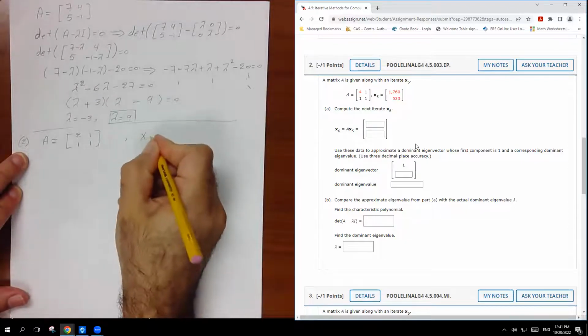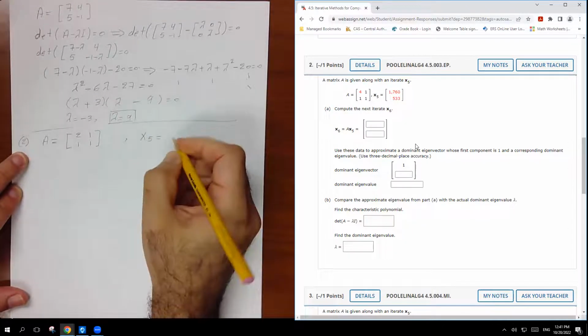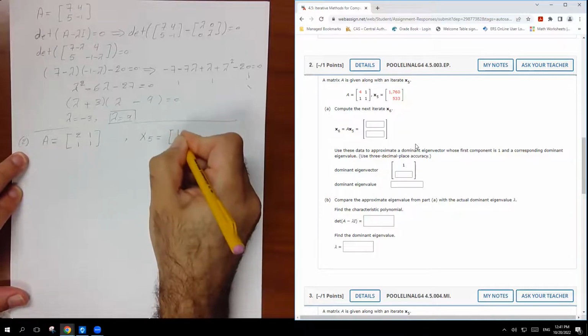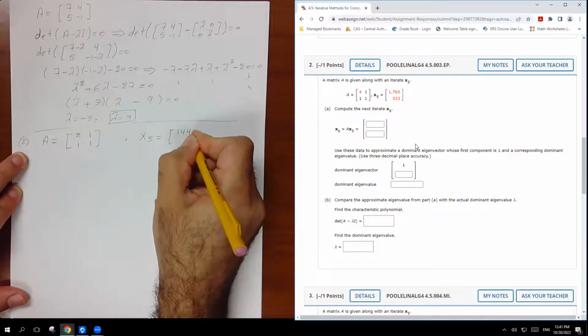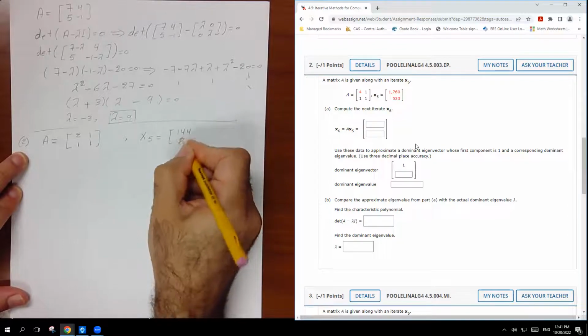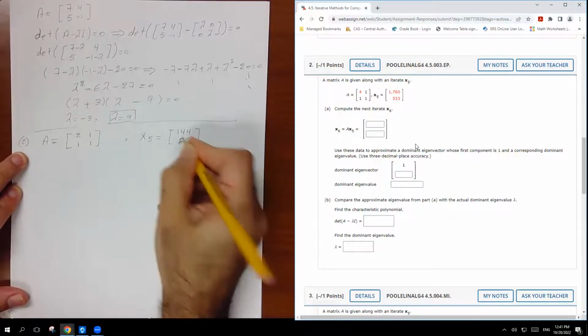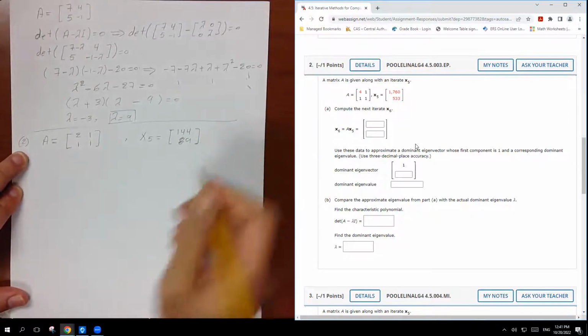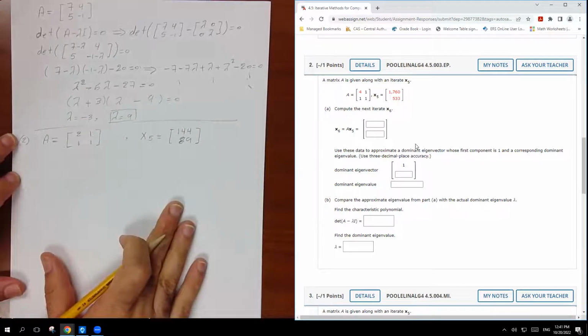And we have x5 equal 1, 4, 4 and 8, 9. So let's work exactly the same thing that we did.